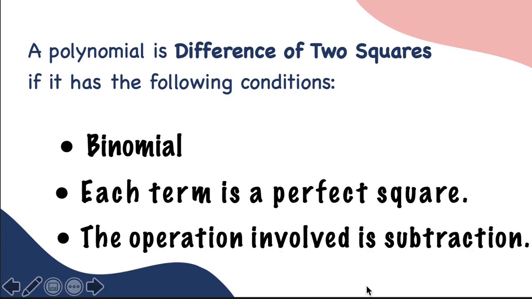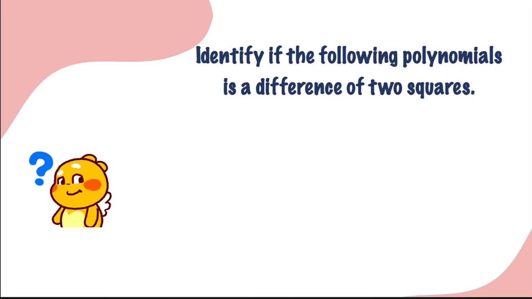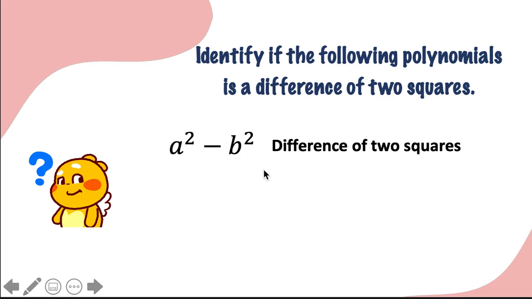Okay. So first, before we factor, let us identify whether the given polynomial is a difference of two squares or not, because that is very important. So let's have the first one. a squared minus b squared. First condition, binomial, check. Second condition, both of the terms are perfect squares, check, because as you can see, their exponents are both divisible by 2. Next, and lastly, the operation should be subtraction. So therefore, all of the conditions are satisfied. Therefore, this one is a difference of two squares.